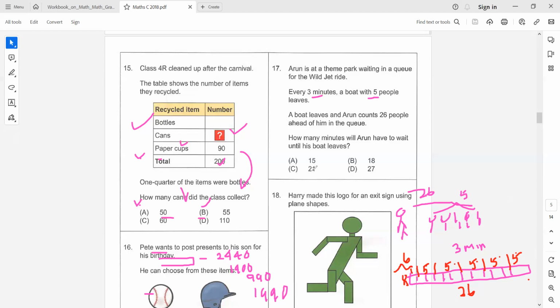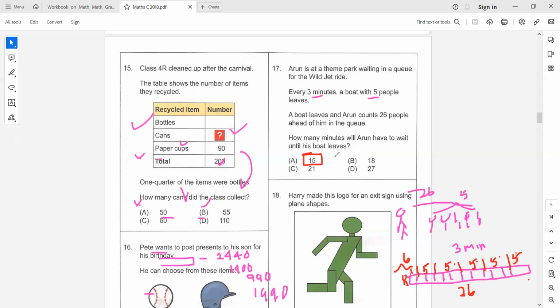Then what should be the answer? How many minutes? 15? 18? Yeah, 18, because when the next boat goes, it's 18, no? Yeah. Because I forgot that he needs to wait for his one too. I said it was 15. Yeah, I got 15. It's very tricky, no?